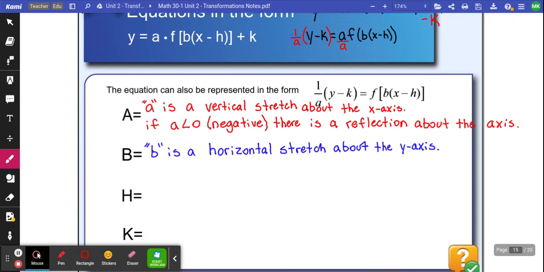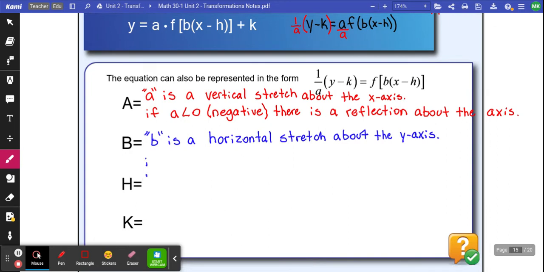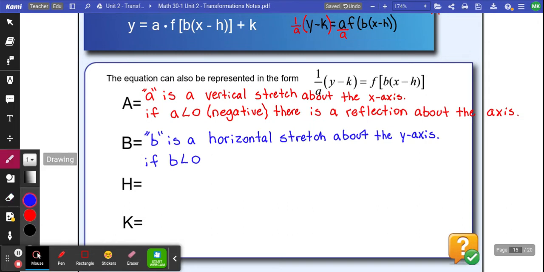What else could the B value do? Yeah, it could do a reflection. If B was negative, which means less than 0, it's pretty rare that a question says it's negative. It'll say B is less than 0. So if B is less than 0, again, that means negative, there is a reflection. And what are you reflecting about? A reflection about the y-axis.